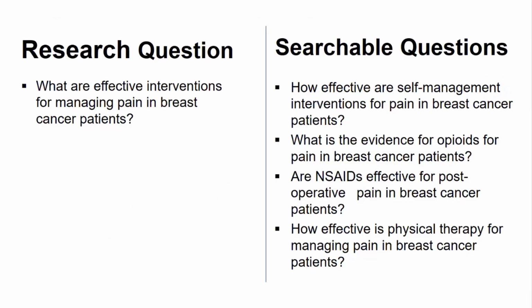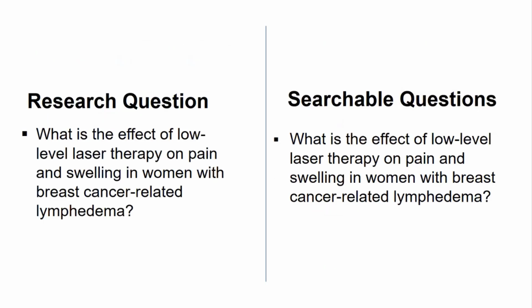Here's one example of a difference between a research question and a searchable question. We need to be more specific with the type of interventions. Otherwise, this research question is too broad. Maybe we can consider self-management or opioids, etc. And so you can see that there are multiple searchable questions from this one research question. Sometimes your research question is your searchable question, as in this case.